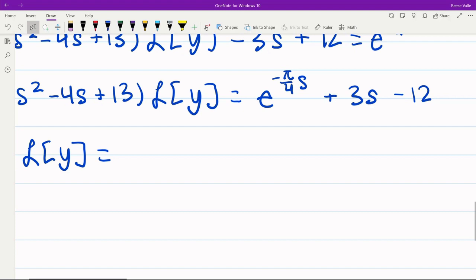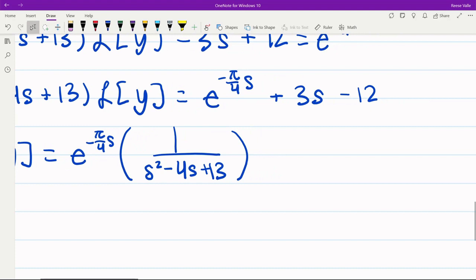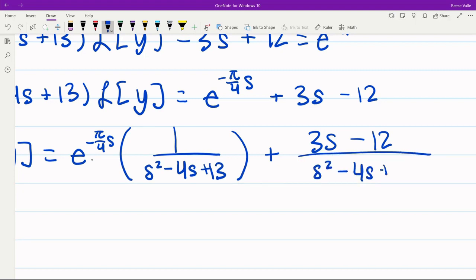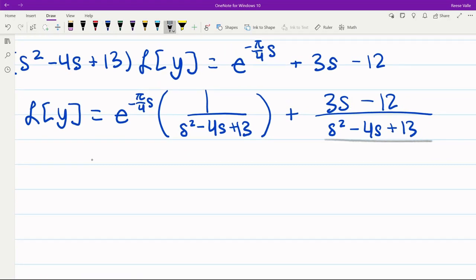And then to make this a little bit easier, I'm going to make it e to the negative pi over 4s times 1 over s squared minus 4s plus 13, plus, and then we're going to combine these two terms on top: 3s minus 12 over s squared minus 4s plus 13. Cool. And then for both of them, you're going to complete the square.